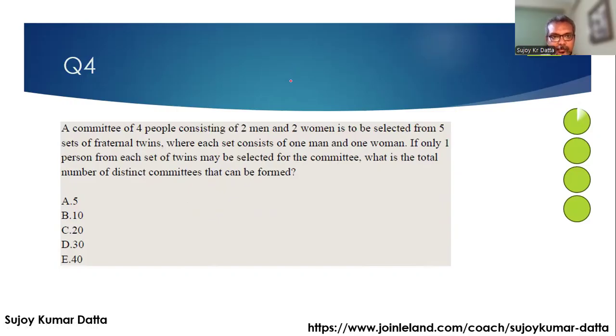So here it's saying 4 people consisting of 2 men and 2 women have to be selected from 5 sets of twins, fraternal twins, where each set consists of a man and a woman. So what you have is basically, let's say, A male, A female, then similarly B male, B female, C male, C female, okay? 5 of them, D male and D female. So these are the 5 sets.